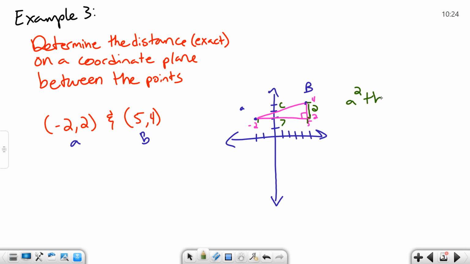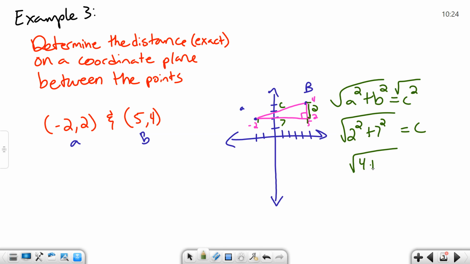One thing we haven't talked about yet is a shortcut. To save yourself a little bit of work, square root both sides right at the start. That gives you 2 squared plus 7 squared. You're going to take the square root of that, and that will equal C. That gives me 4 plus 49, which is 53. Doesn't really have anything that can be divided by, so we leave it because that's the exact distance between these two, the square root of 53.